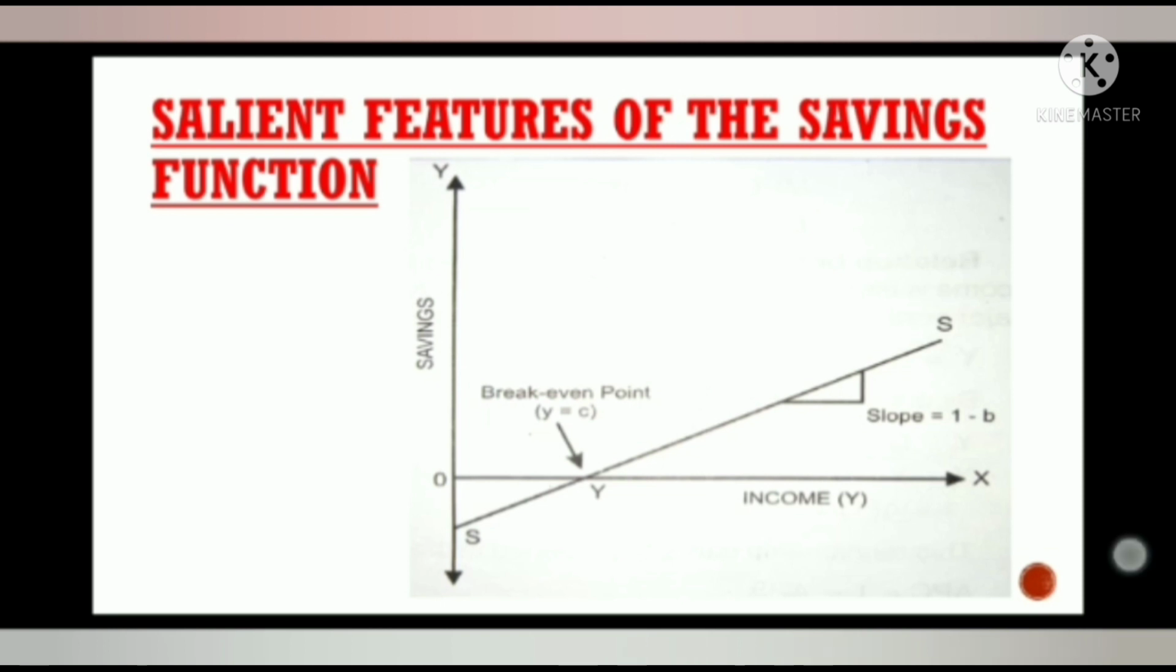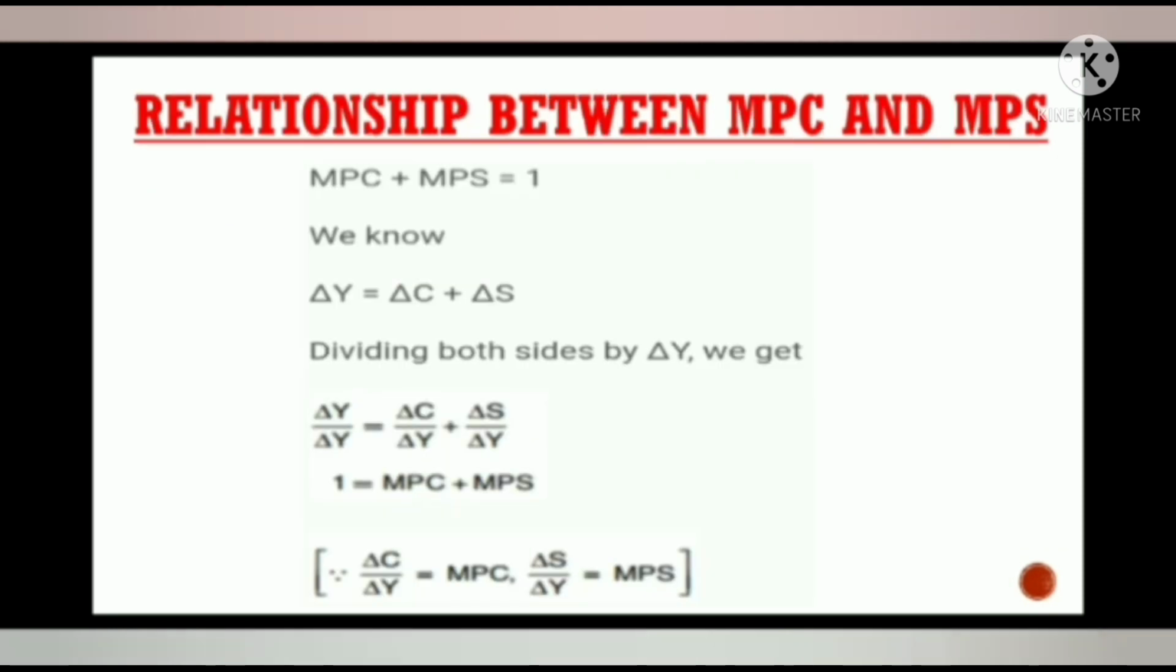Next, relationship between MPC and MPS. The sum of MPC and MPS is equal to 1. It can be proved as under. MPC plus MPS equal to 1. We know change in income equal to change in consumption plus change in saving. Dividing both sides by change in income, we get change in income by change in income equal to change in consumption by change in income plus change in saving by change in income. So 1 equal to MPC plus MPS. So MPC plus MPS equal to 1 because total increment in income is either used for consumption or for saving.